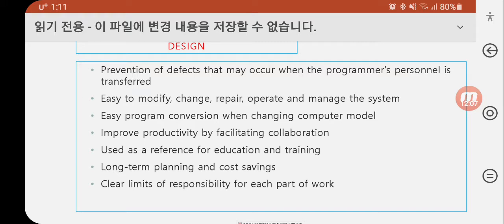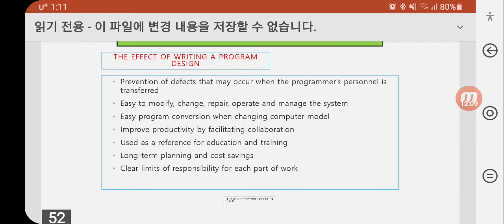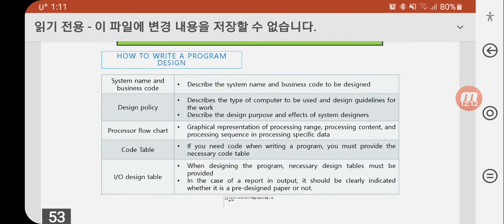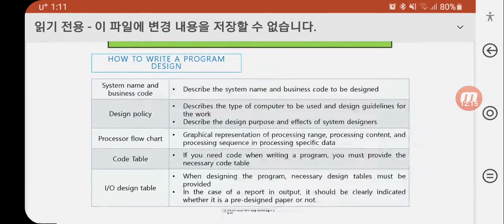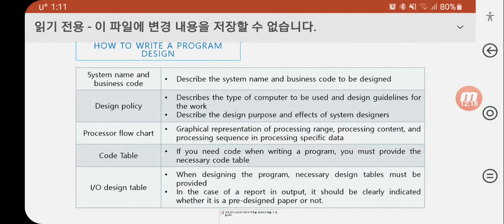Next slide is how to write a program design. A system name and business code describes the system name and business code to be designed, and describes the type of computer to be used and design guidelines for the work. Design policy describes the design purpose and effects of the system designs.